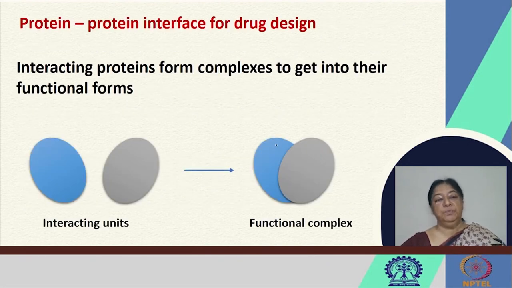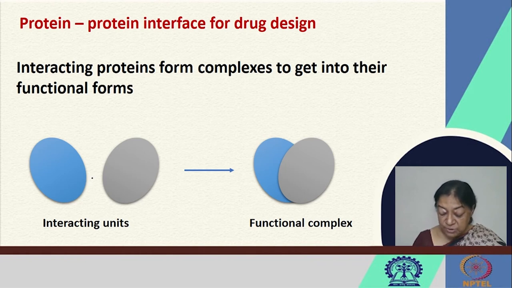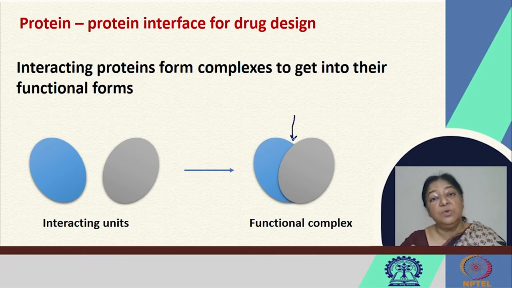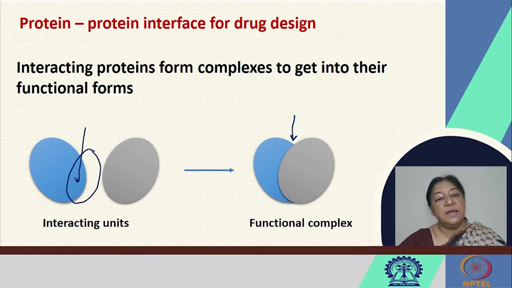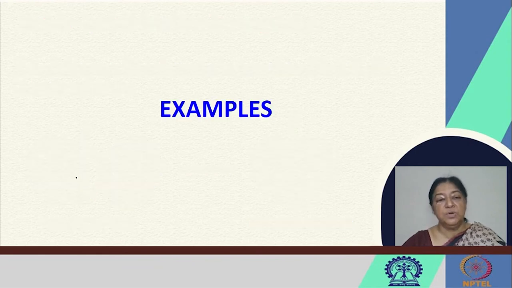So if we look at the protein-protein interface for drug design, we know that there are interacting units, and the interacting units form specific complexes to get to their functional complexes or their functional forms. So this is where we lose a specific surface area. We know, or we can find out, what the specific interface residues are, the hotspots that are going to be involved in the interaction, and we can target the specific points to develop drugs for inhibition of the protein-protein complex formation that would be required to inhibit a specific biochemical biological process.